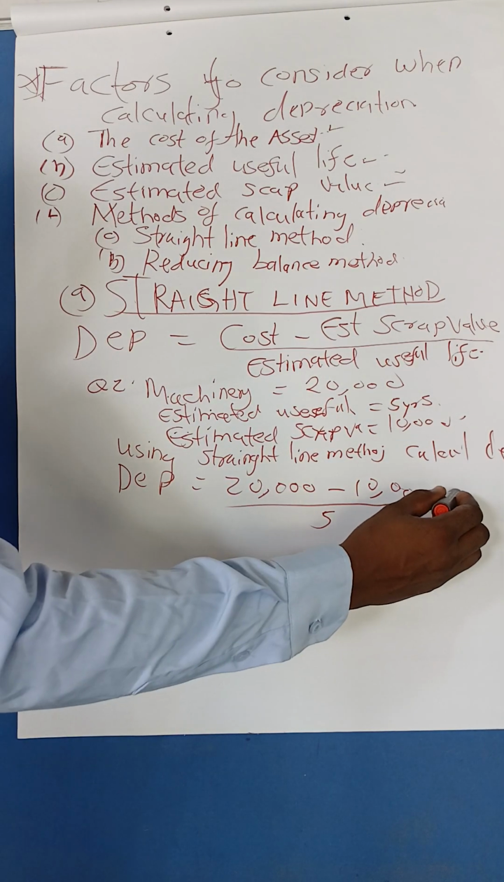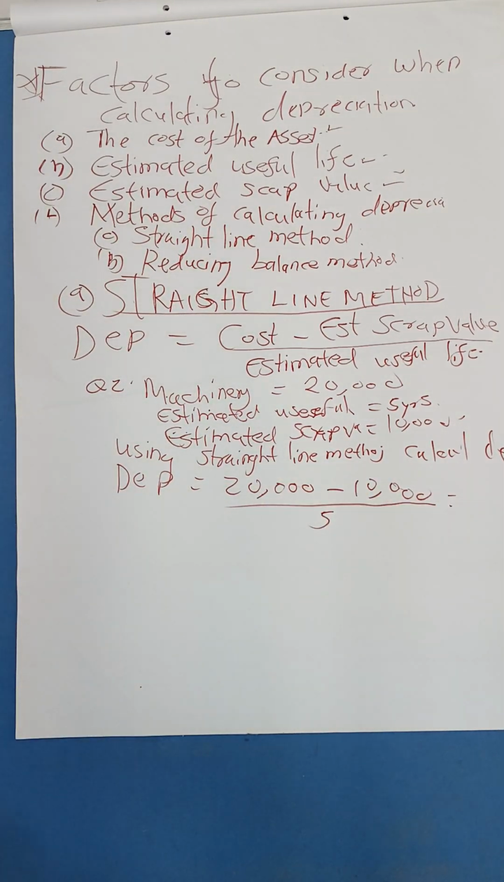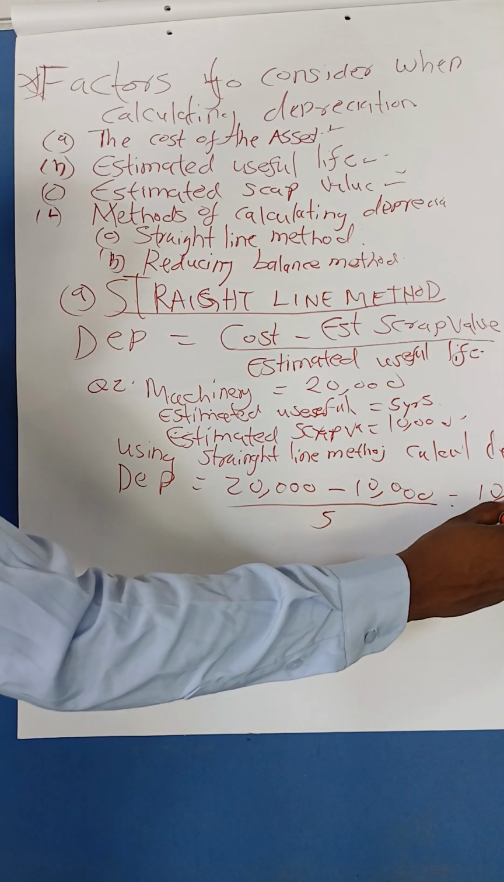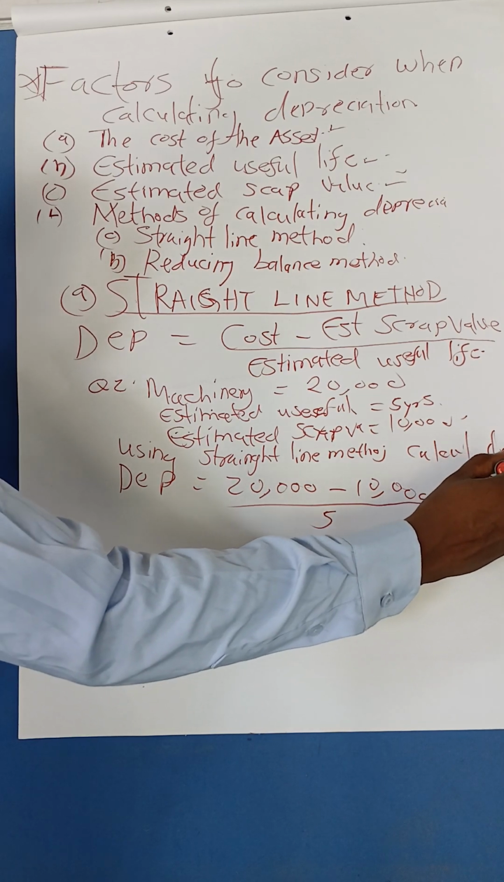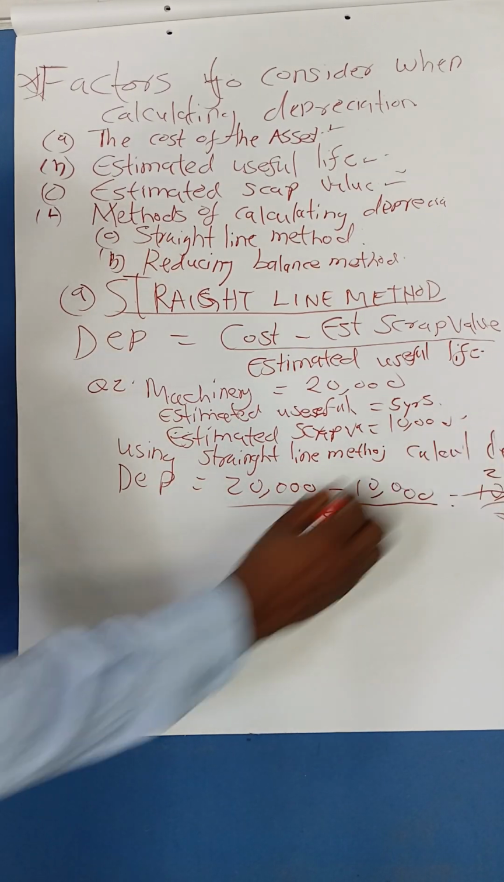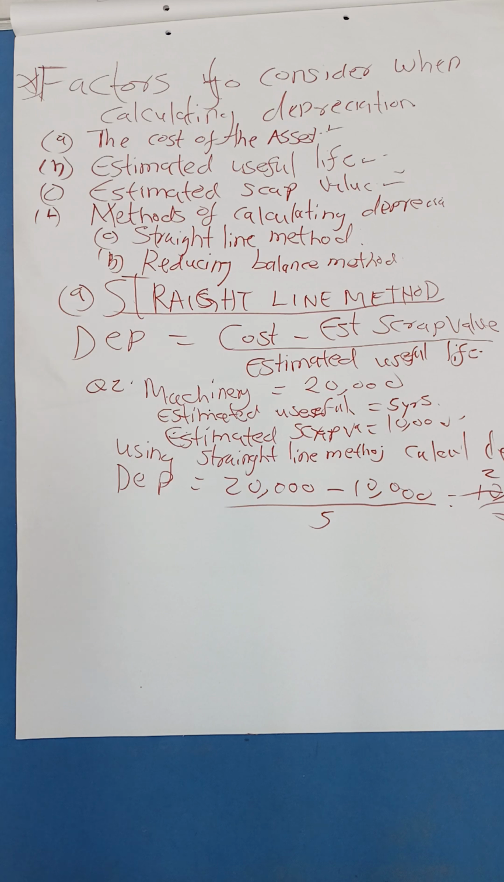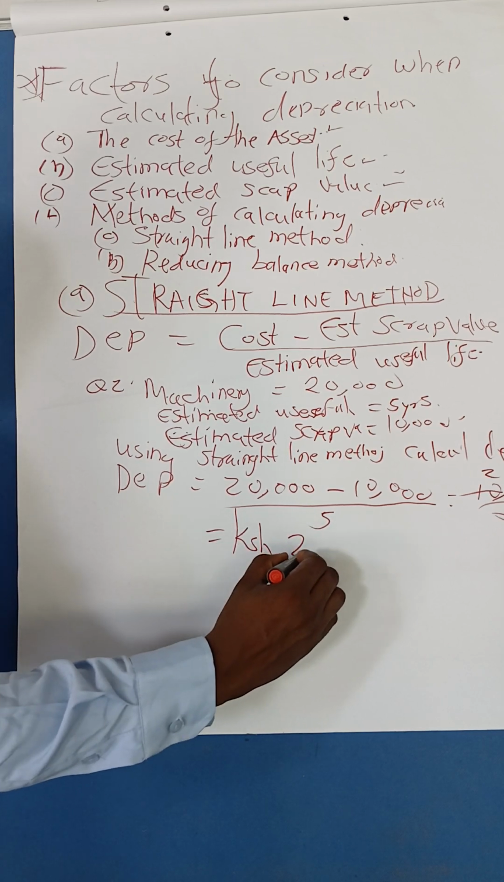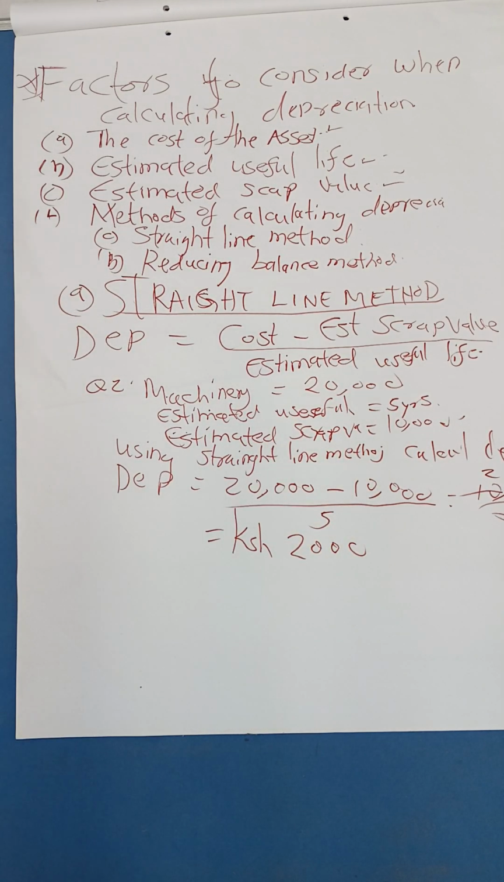Meaning here, 20,000 minus 10,000, you'll get 10,000. You divide 10,000 by 5. So here 2,000. So the depreciation each year of that machinery will be, in Kenyan shillings, 2,000. That is if they have not given it in percentage form. But what if they have given it to you in percentage form? But they want you to use the straight line method.